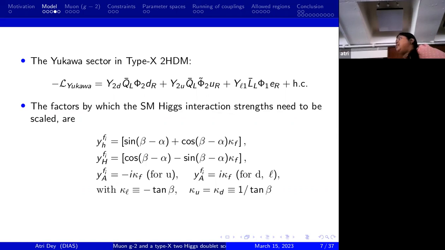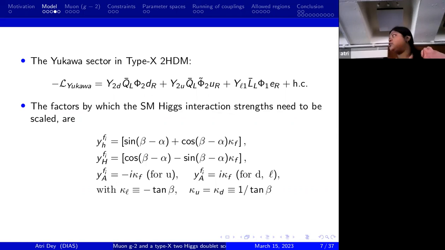If we are in a large tan beta region, and our cos(beta minus alpha) is negative and sin(beta minus alpha) is positive, then we can have a negative Yukawa coupling in this region.